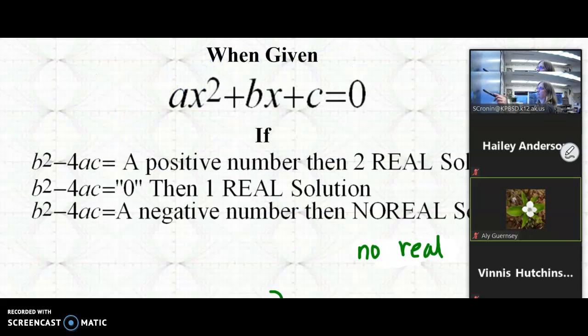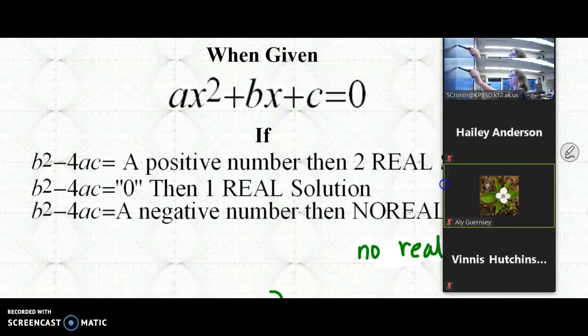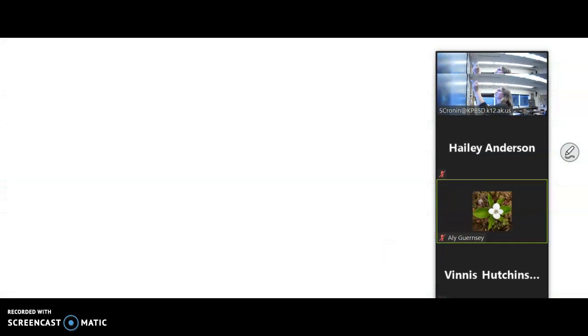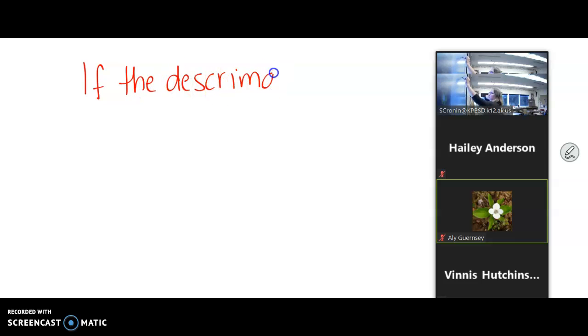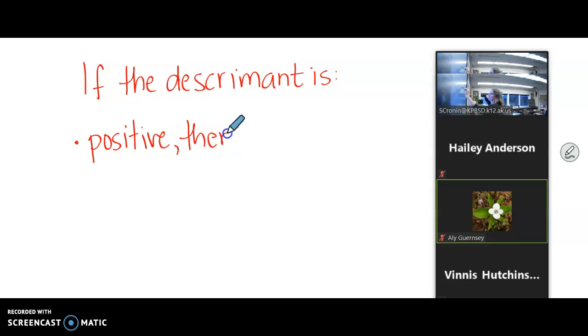So again, write this down with me. If the discriminant is positive, you can take the square root of a positive number and you get a real result. So there are two real solutions.